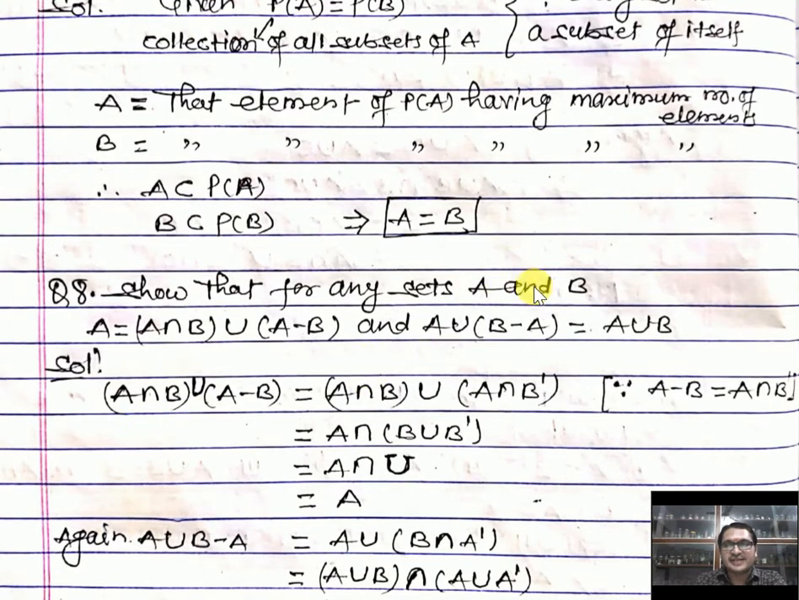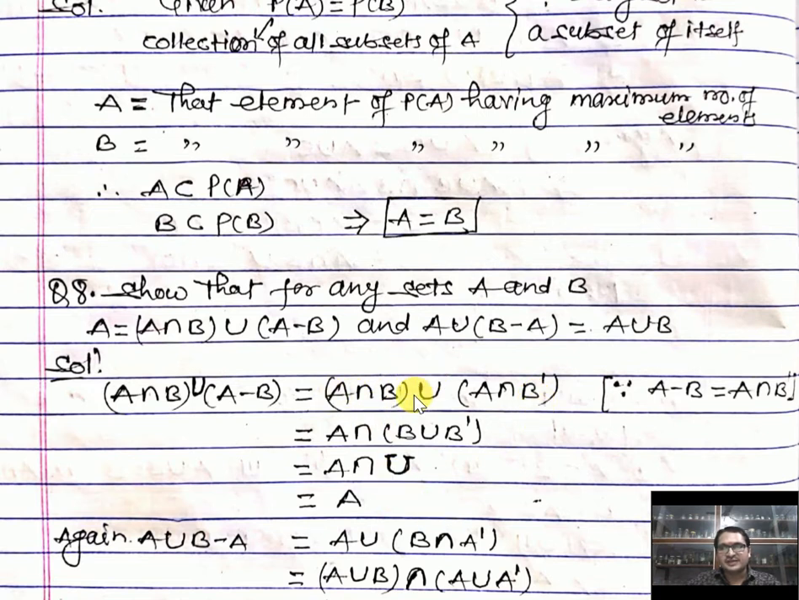Show that for any sets A and B, A equals (A intersection B) union (A minus B), and A union (B minus A) equals A union B. So we have to prove, first, the first one, right hand side: (A intersection B) union (A minus B). A minus B can be written as A intersection B dash, that is A intersection complement of B. Both have the same meaning.